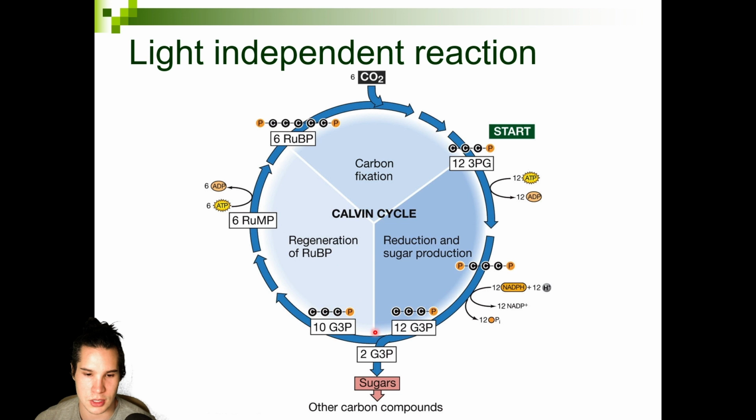So in this case, you could see the ratio: out of the 12 glyceraldehyde 3-phosphate we create, we're only using 2 to create sugars, and then the remaining 10, we're trying to recycle what we started off with. So in this case, you've got 6 ATP being used to regenerate ribulose bisphosphate.